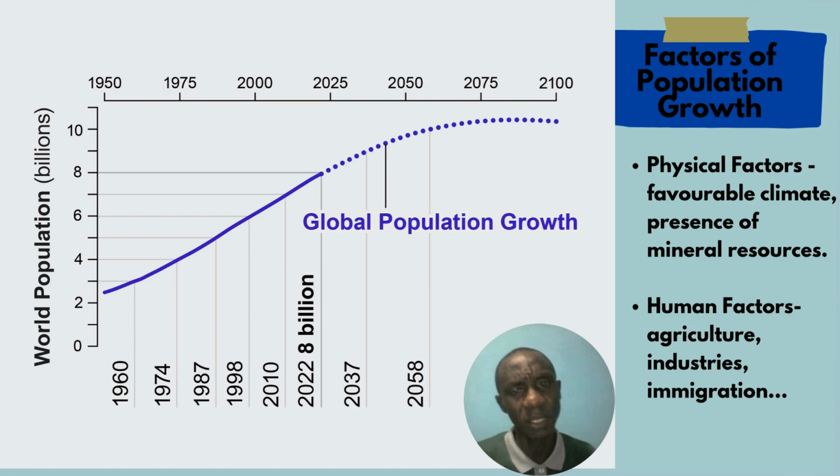Then let's have a look at the way human population has grown over time. The population of the world reached 1 billion in 1804. From that time till around 2022, it's been very rapid, and you have 8 billion in 2022.